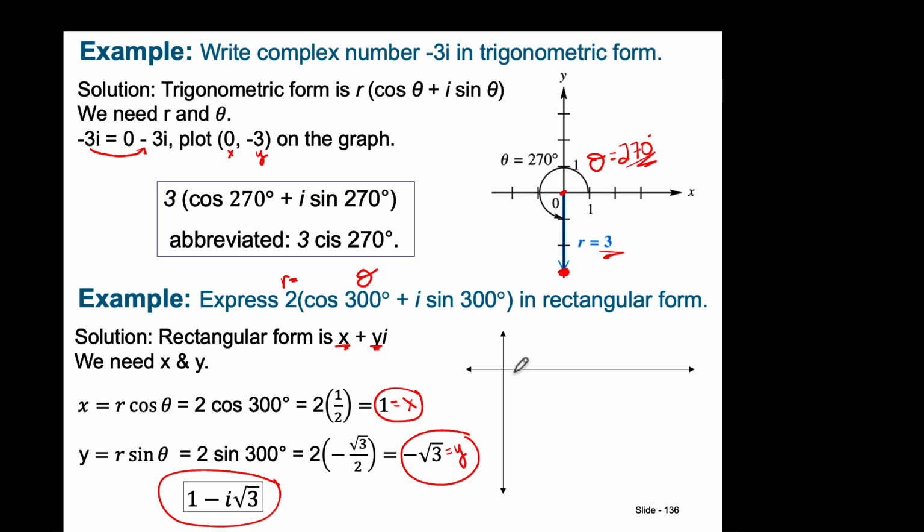Graphically, that would look like we need to go over to 1. Let's put that as 1. And then down to negative radical 3. Let's say it's right about here. So starting at the origin, vector representation would get us to that point right there, 1, negative radical 3. If you want to show rectangular or polar representation, that would be theta equals 300 degrees. That would be r equals 2. And the complex number in rectangular form is 1 minus i radical 3.